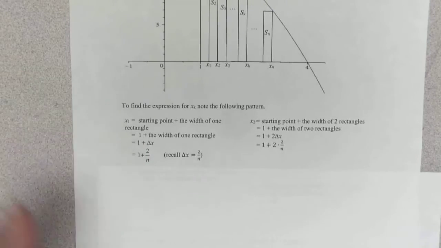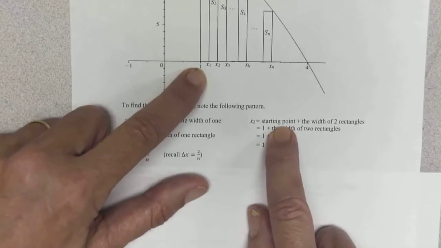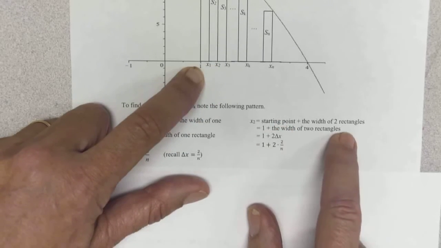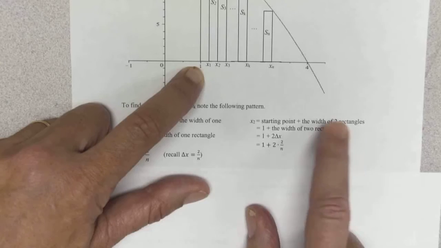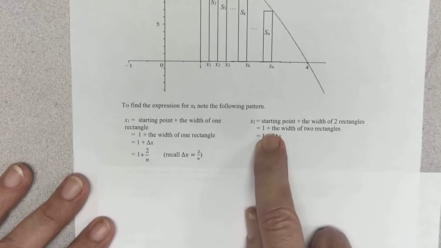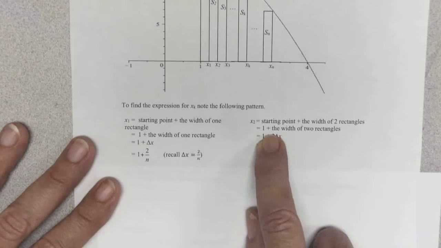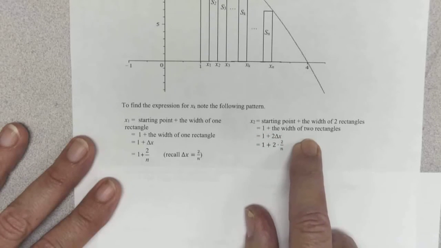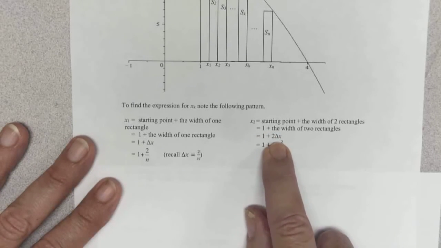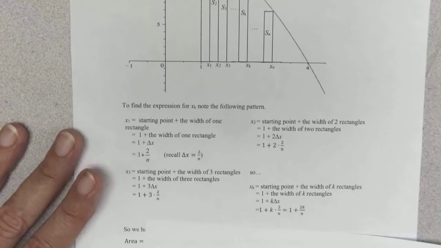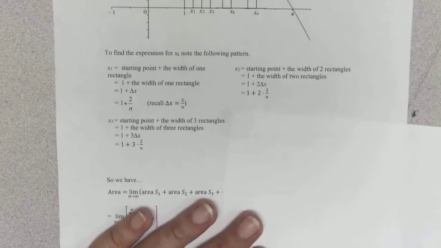Similarly, x sub 2, right there, would be the starting point plus 2 rectangles. The starting point in this case was 1, and again, that can vary from problem to problem, plus the width of 2 rectangles, so 1 plus 2 delta x, because delta x represents the width of a rectangle. So in this case, 1 plus 2 times 2 over n, and you could simplify that if you wanted.